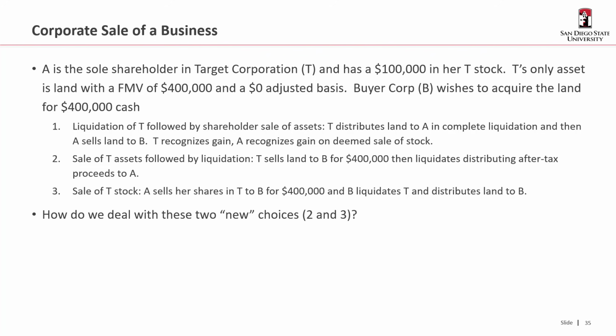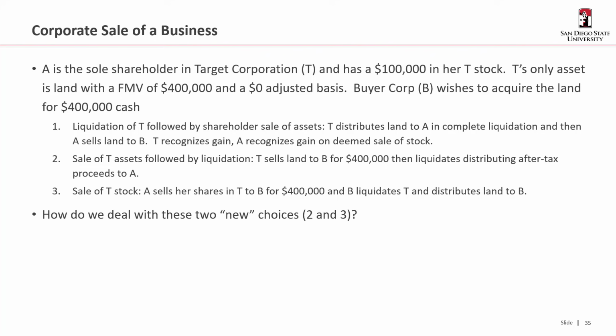So let's think about how that would work. T would recognize the gain, right? So they would recognize a $400,000 gain. And then A would recognize gain on the deemed sale of the stock as part of that liquidation, right? So they obviously would receive the net proceeds of $400,000 minus taxes over their stock basis of $100,000. All right, how about instead T sells its assets, then liquidates. T instead sells the land to B for $400,000, then liquidates, distributing after-tax proceeds to A.